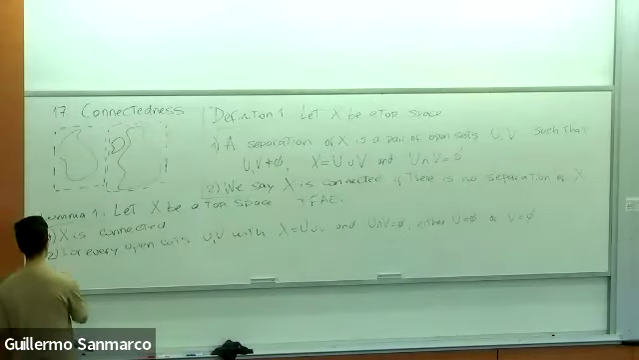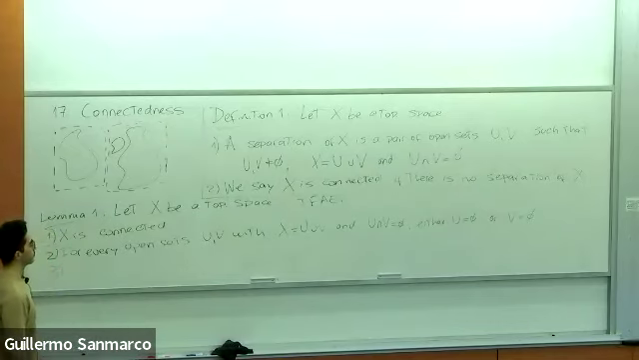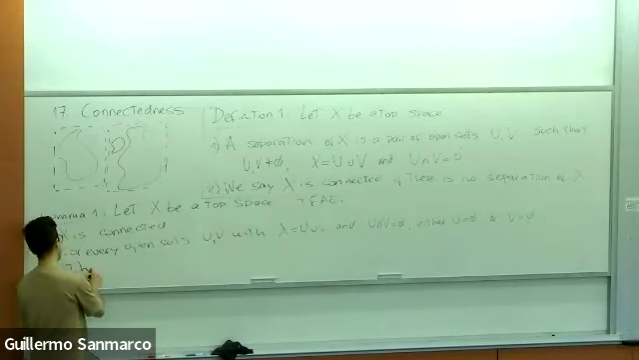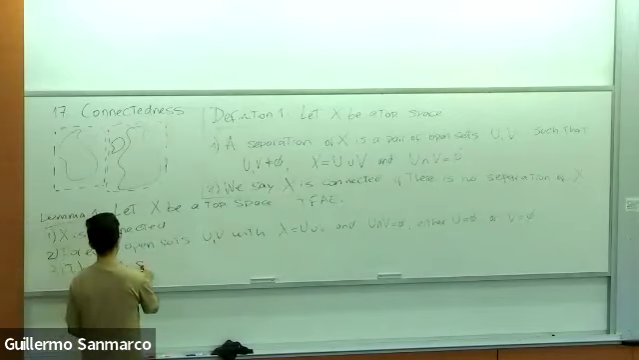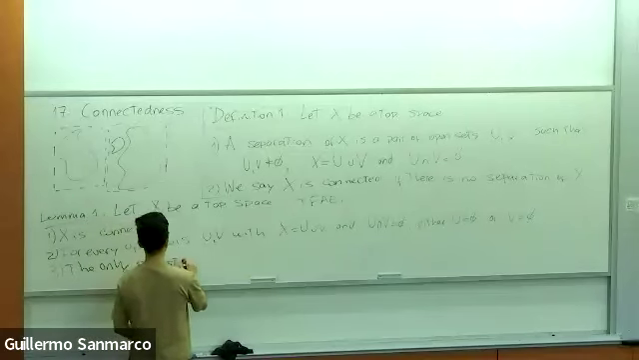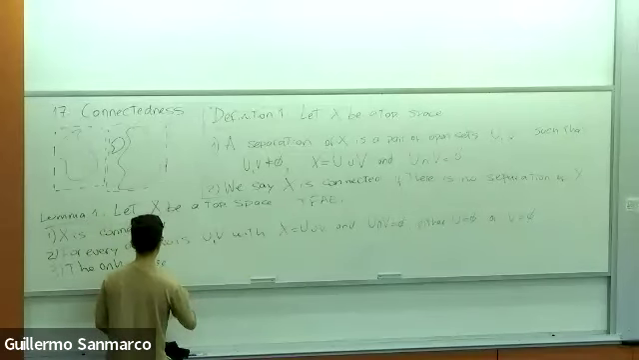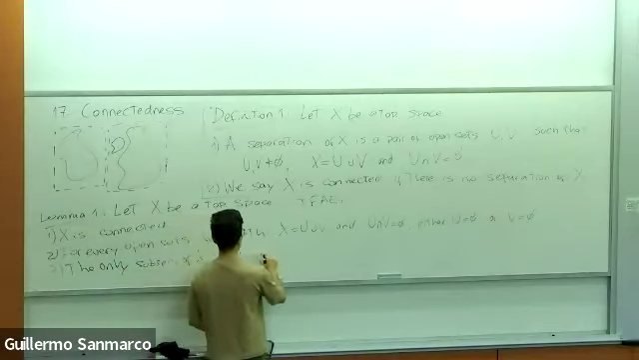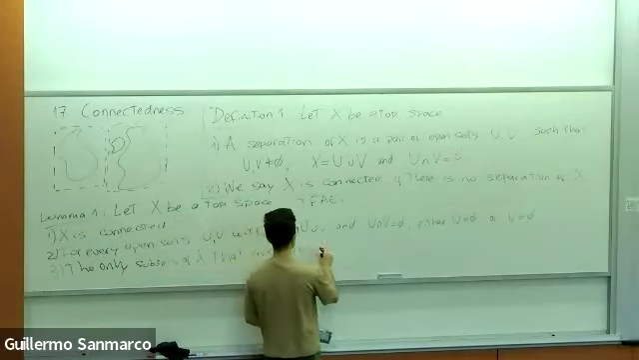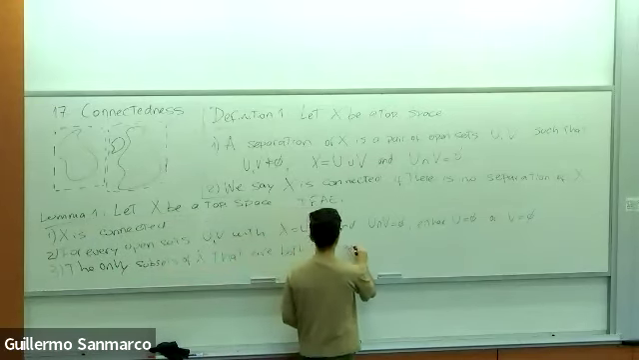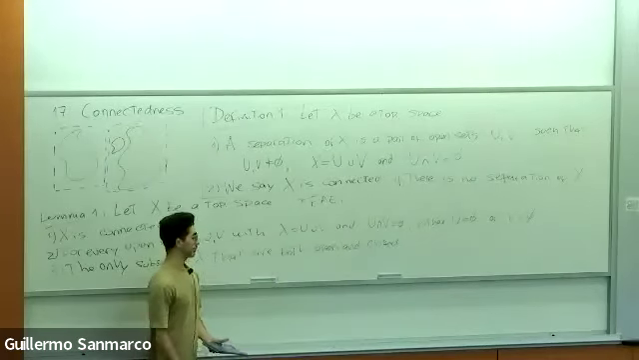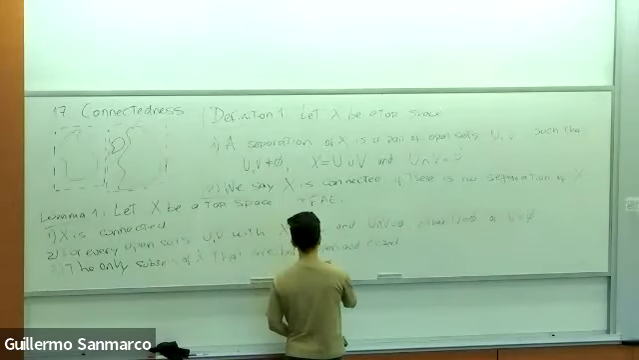Okay, part 3 is maybe this may come as a surprise, but only for a second. The only subsets of X that are both open and closed, this is also called, probably one of my favorite words, clopen.